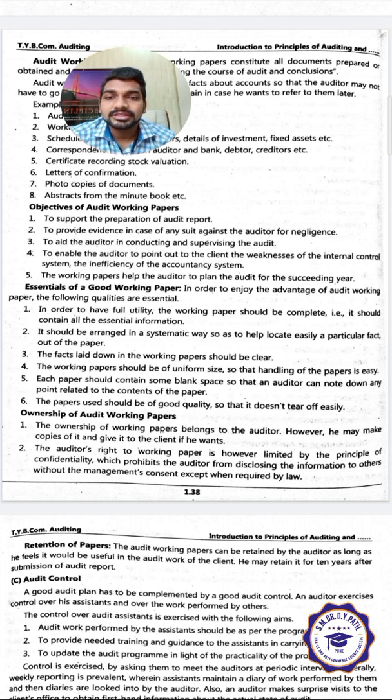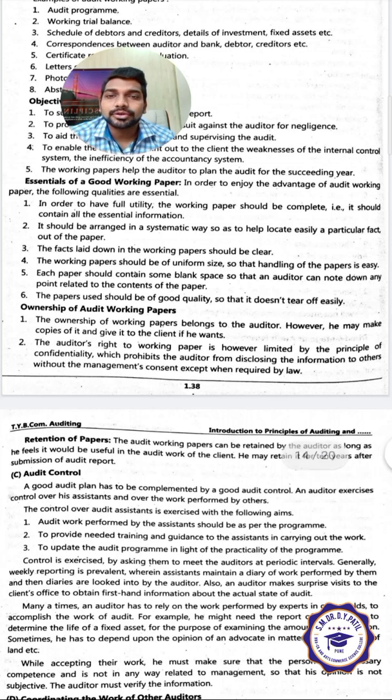So, essentials of a good working paper: in order to enjoy the advantages of audit working papers, the following qualities are essential.